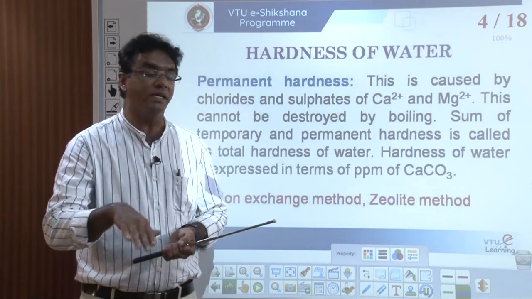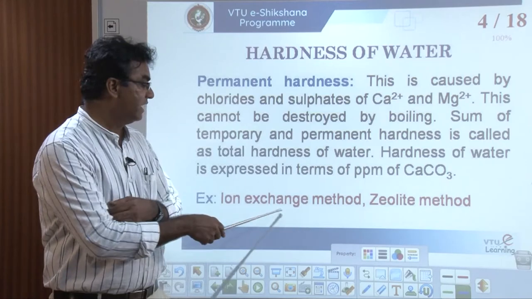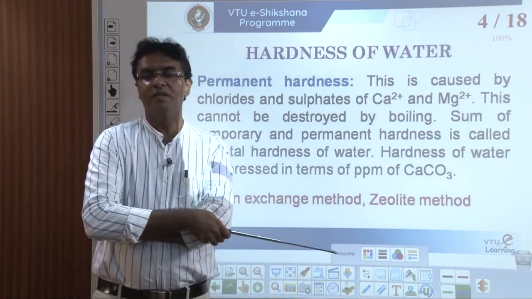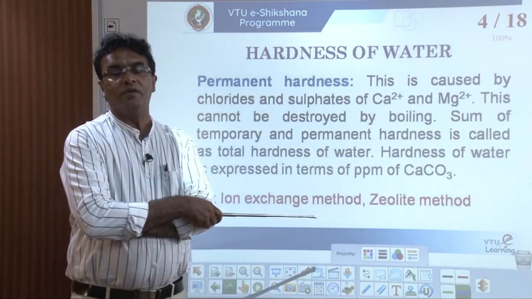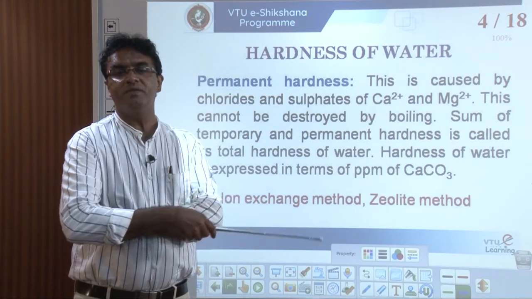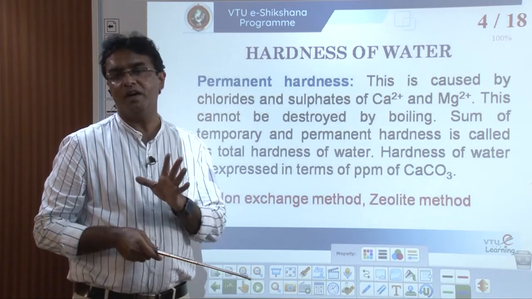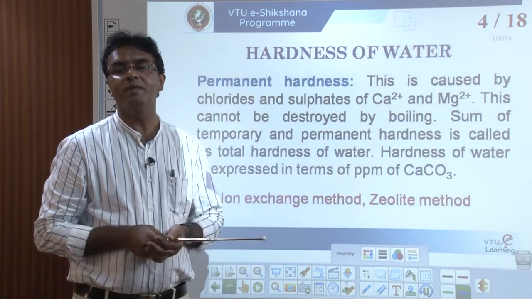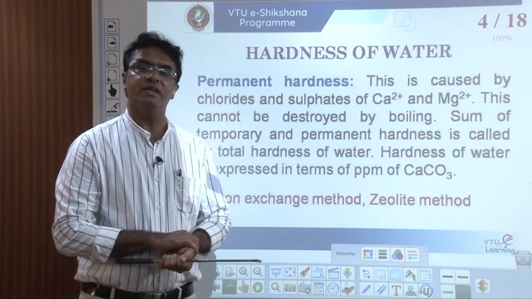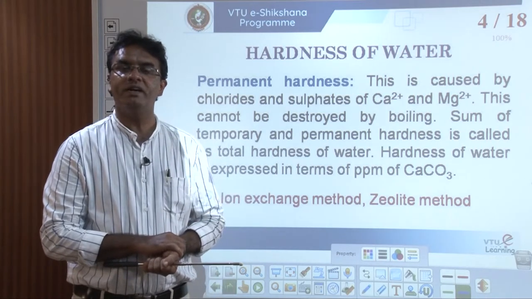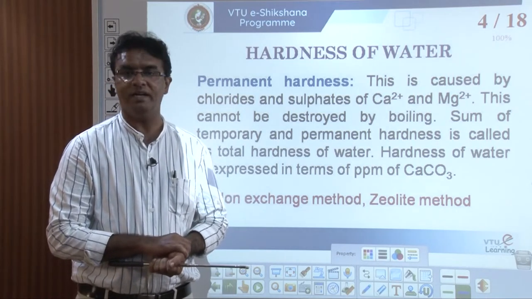Thereby, we remove permanent hardness by using certain chemical methods like ion exchange method, zeolite method, etc. So therefore, whenever chlorides and sulfates of calcium, magnesium are present in water, we call it permanent hardness. Those can be removed only by certain chemical methods like ion exchange method or zeolite method. In this way, there are two kinds of hardnesses, permanent hardness and temporary hardness.